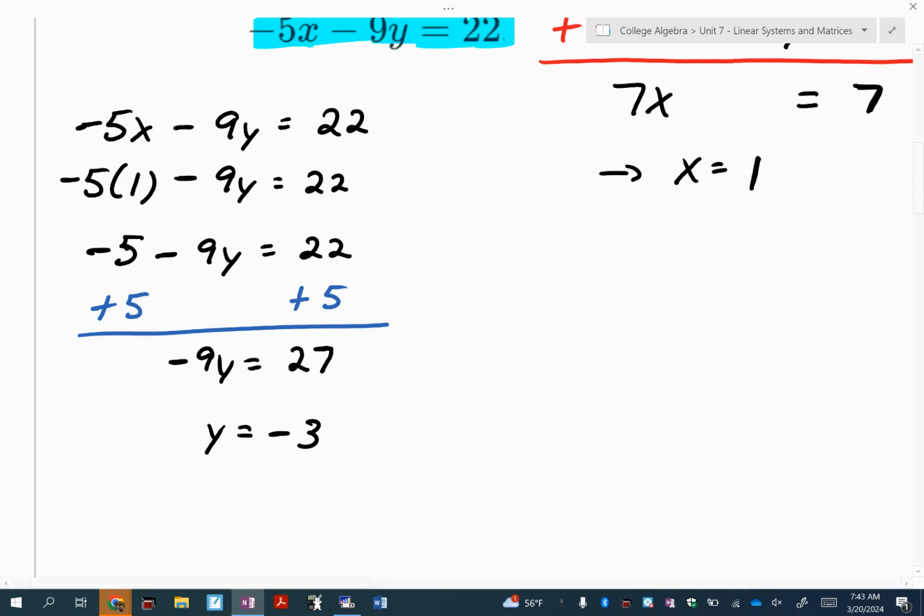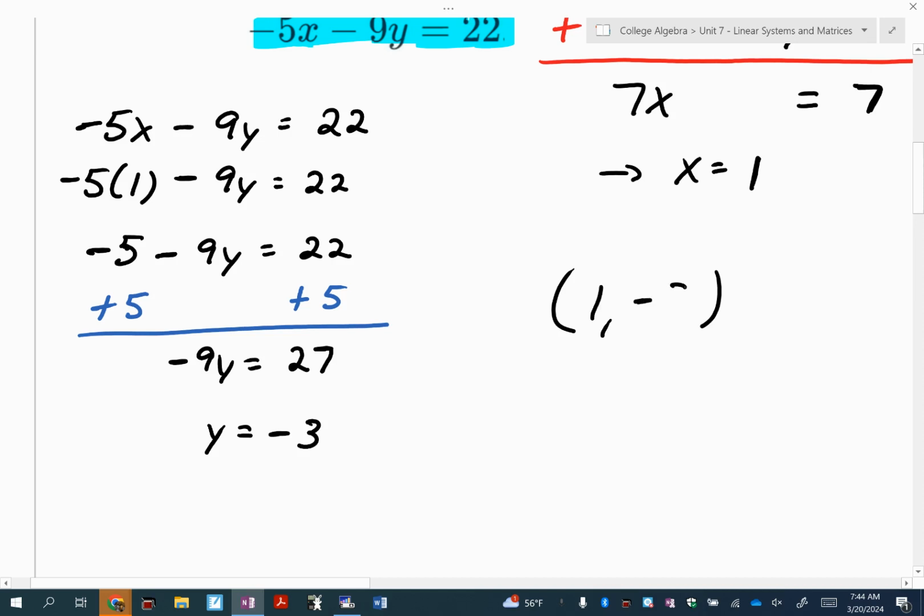So do you remember from yesterday, for those of you that were here, what was my solution to my linear systems when we did graphing? Do you remember how we wrote the answer? It was an ordered pair, x and y. So what's going to be my solution here?